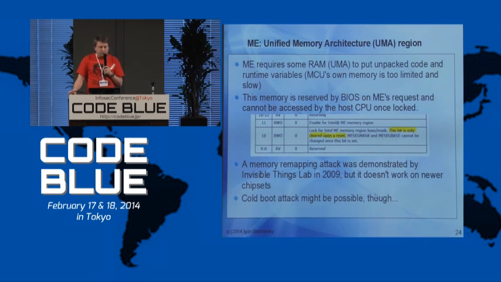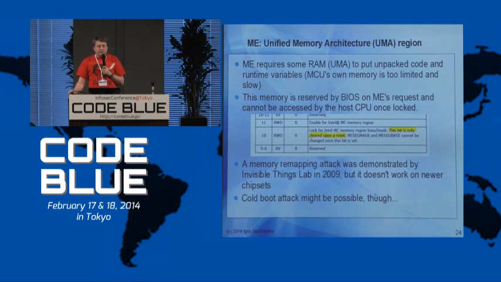The next feature used is the Unified Memory Architecture region, the UMA region. For functioning, ME requires some piece of the same RAM that the main CPU uses, and so it is important to protect that region of the RAM from accesses by the main CPU, because maybe the CPU is running some malware, and that malware would look into or change the code that is running on ME. So Intel has implemented a protection feature.